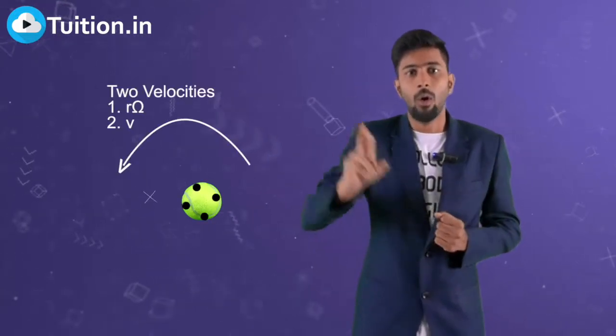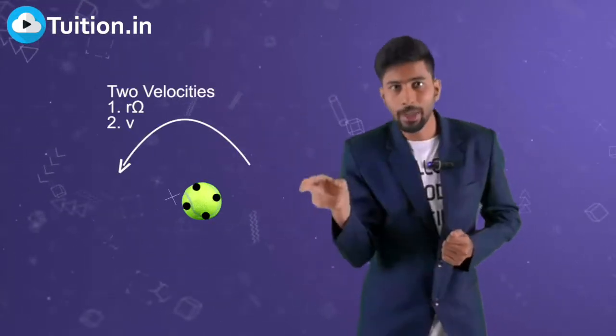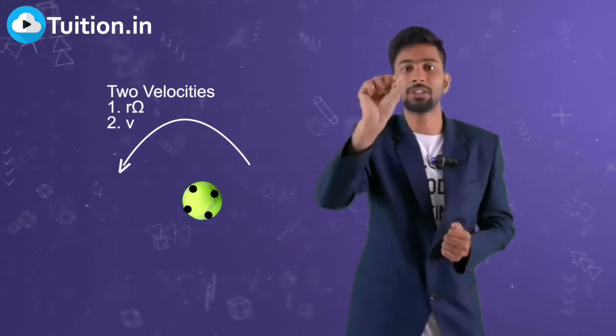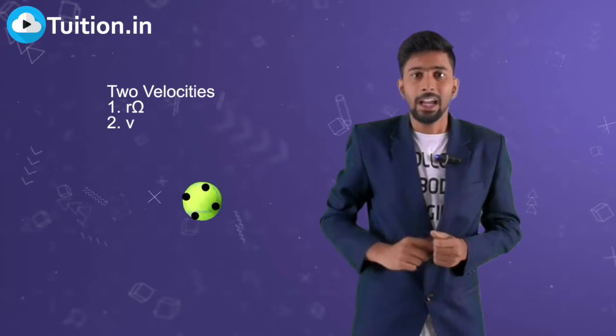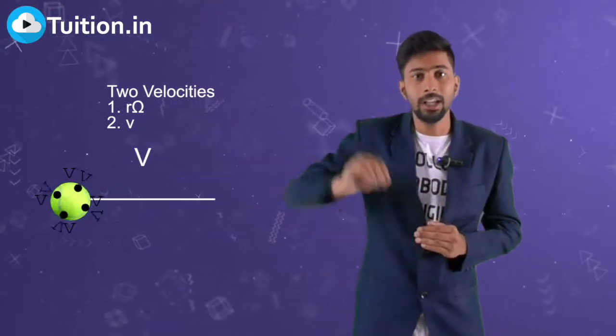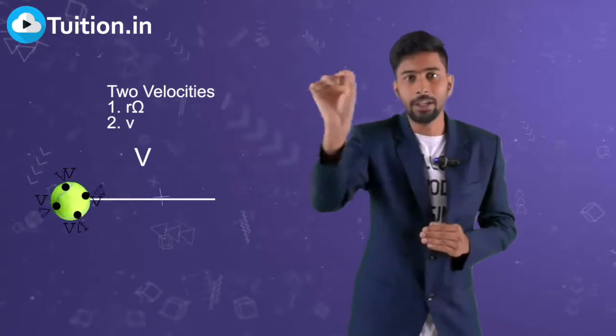This gives rise to the fact that every point on this ball has two kinds of velocities. One is the tangential velocity r omega, because it's in circular motion. It also has another velocity because the entire center of mass is moving ahead with v. That point will also have the v, every point will have a v. So it is the vectorial sum of this v and r omega that is the net velocity of the point.